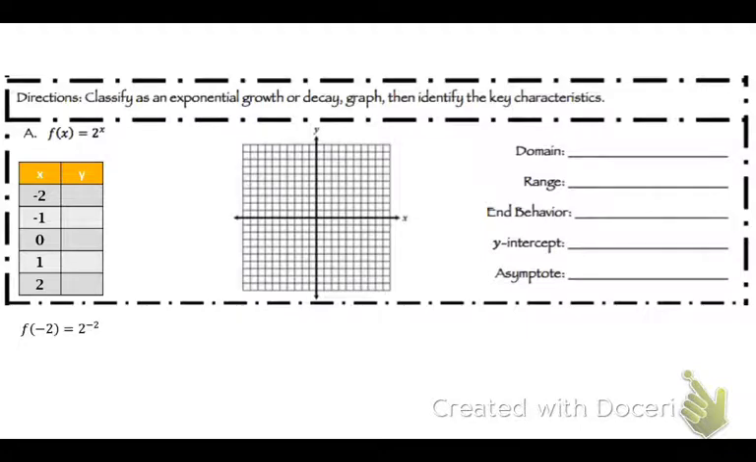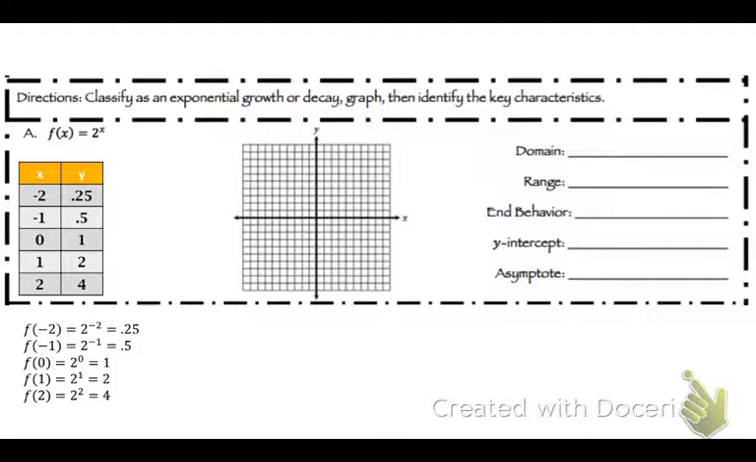So I'm going to plug in -2 to my function. So I have f of -2 equals 2 to the -2nd power, which is 0.25. So y is 0.25. Do the same thing with -1, get 0.5. Same thing with 0, which is 1, 1, which is 2, and then 2, which is 4.